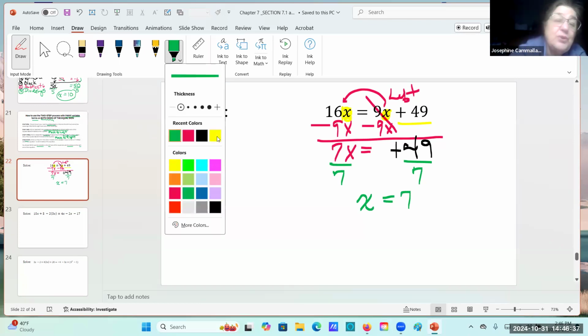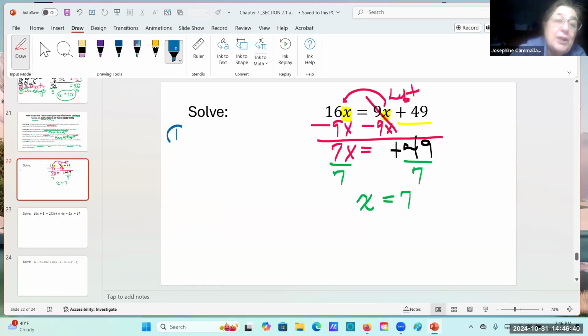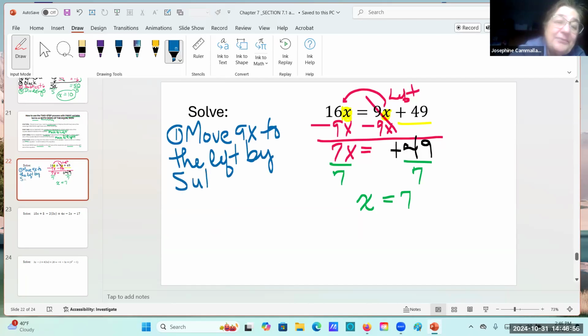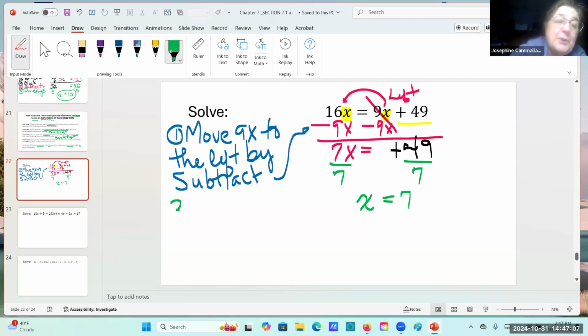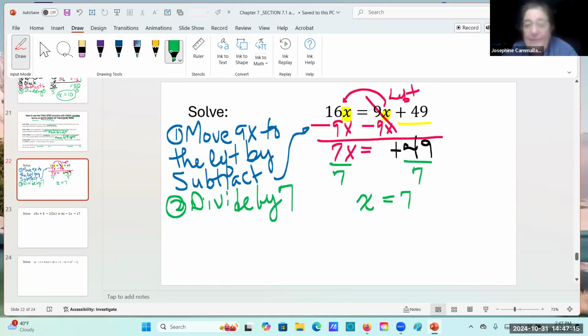Now, just so you understand, 1, move 9x to the left by subtracting. That's what we did on this second line. Then we divide by 7. Okay.